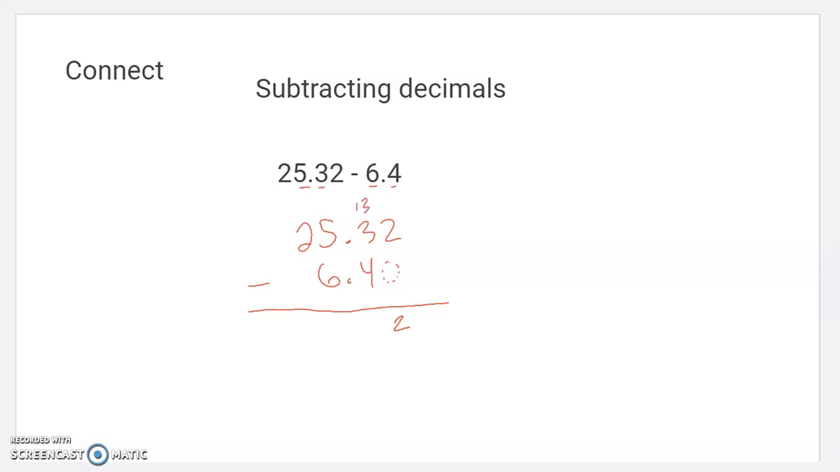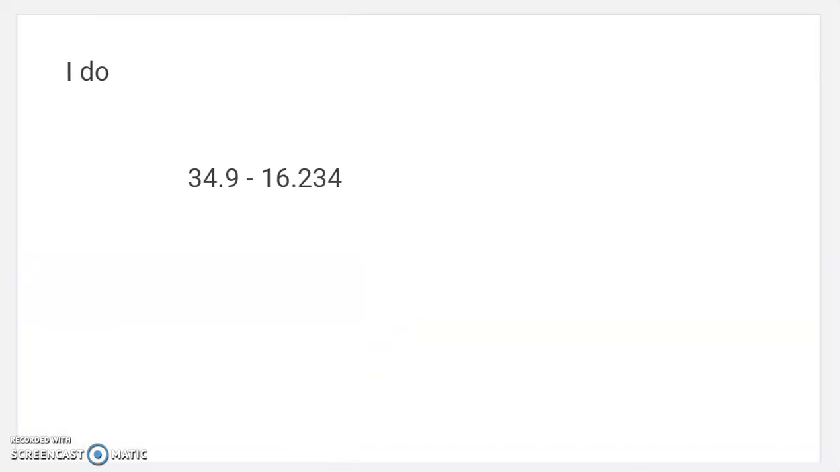2, 9. Decimal, we just write the decimal. 4 minus 6, going to regroup again. 8 and 1. So when the bottom number had fewer digits than the top, that's what we did. We kind of left blanks here, or we could put zeros there. Didn't matter.